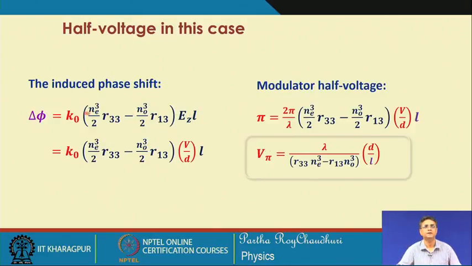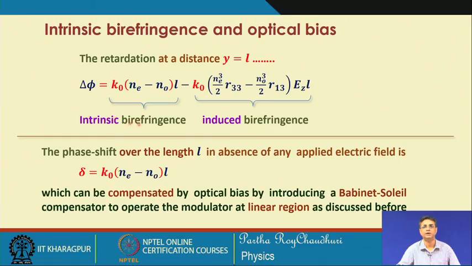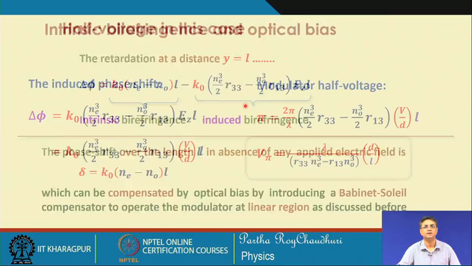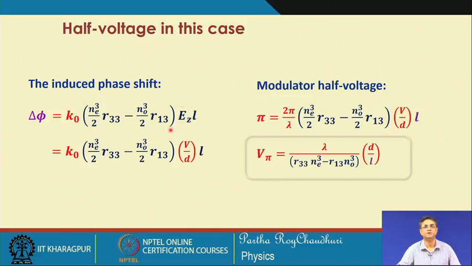Okay. So, now this induced phase shift in this case is this, because if we assume that we have already compensated this part of the phase and we have shifted the operating point to work at this region, then you have the induced phase shift, which will correspond to a phase shift of pi, and you will get the half wave voltage, that is the voltage required to switch the modulator from 0 to 1 state, which we have discussed.